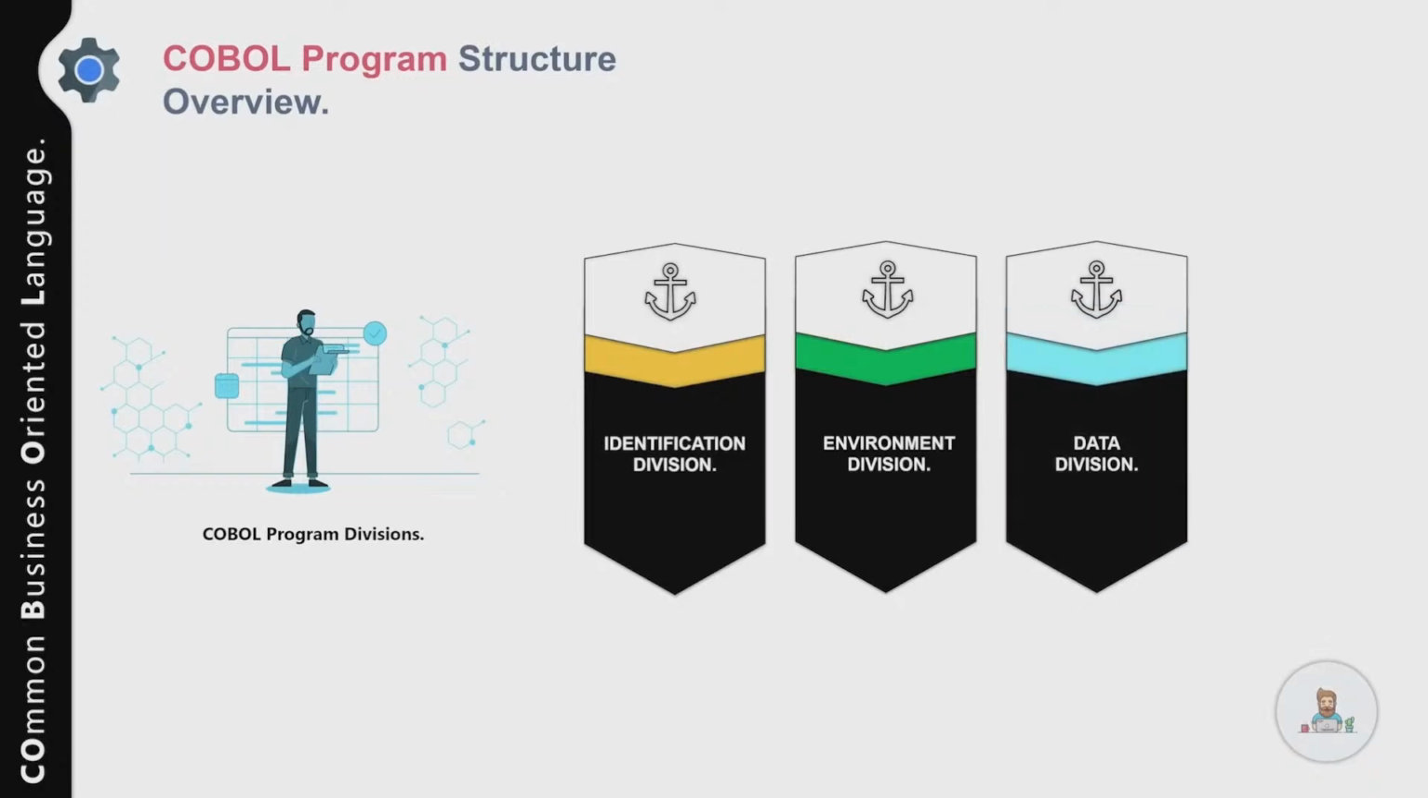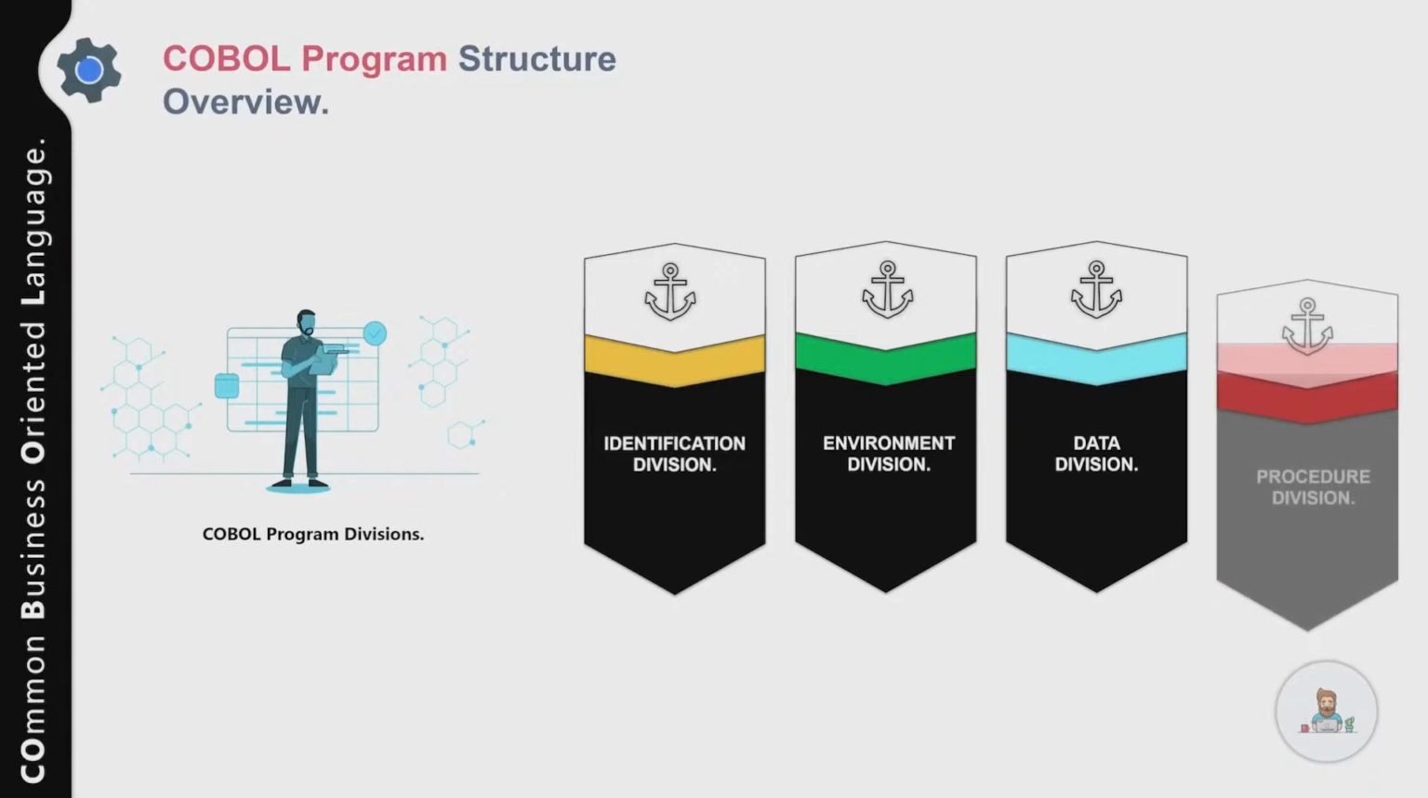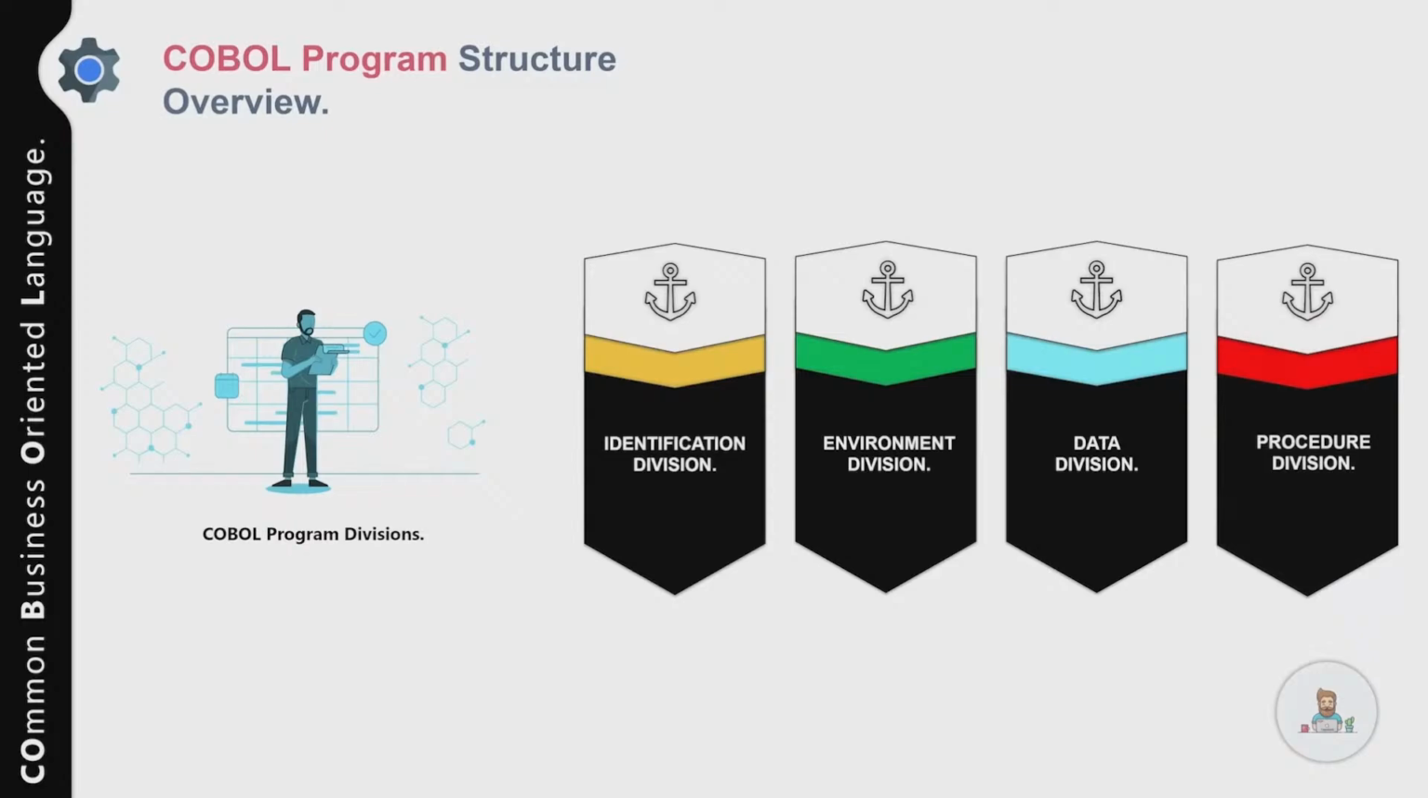Third one is data division, and it is used to describe the input and output formats to be used by the program. It also defines any constants and work areas necessary for the processing of data. The last one is procedure division, and it contains the business logic. That means it contains instructions necessary to read input and process it and create output as per your requirement.